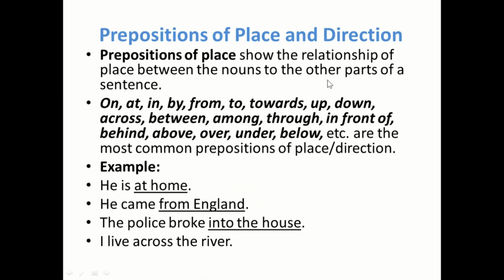Prepositions of place and direction. Prepositions of place show the relationship of place between the noun and the other parts of a sentence. On, at, in, by, from, to, toward, up, down, across, between, among, through, in front of, behind, above, over, under, below are the most common prepositions of place and direction.